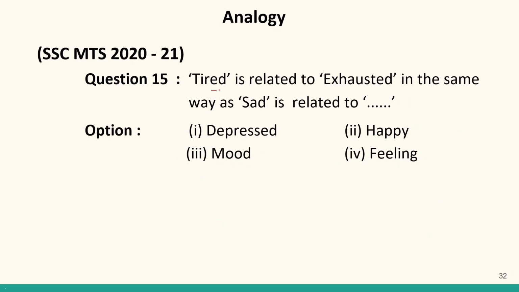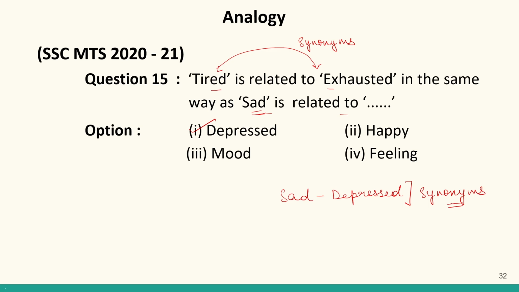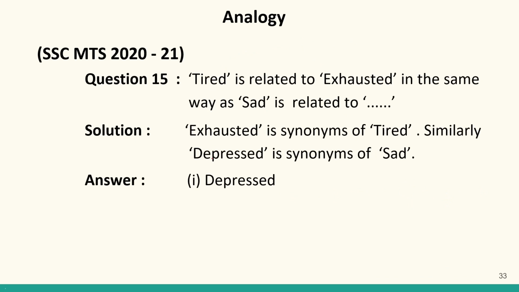Now, tired is to exhausted, in the same way sad is to what? So you can say that tired and exhausted are what? Both of these are synonyms. I told you the concept of synonyms and antonyms. Both of these are synonyms, tired and exhausted. Similarly, the synonym for sad will be depressed. So sad and depressed, both of these will be synonyms, right? Therefore, our answer will be depressed, which is option number 1.